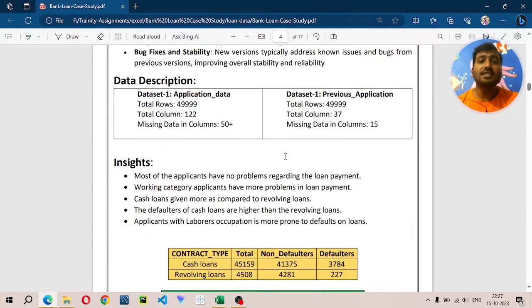Now coming to the data description, there are two data sets. Dataset 1 is application data. In that, around 50,000 rows and 122 columns have been given. And in dataset 2, that is previous application dataset, in this dataset also 50,000 rows and around 37 columns are there. But while performing the missing value assessment, the missing data columns are around 50 in application data, and in previous application data, missing data columns are around 15.